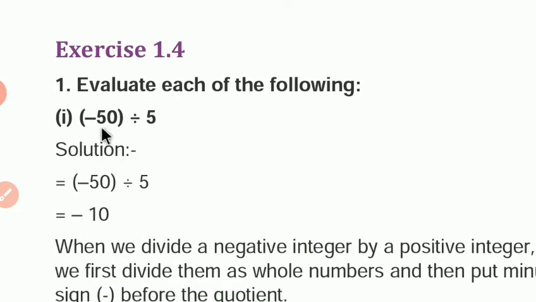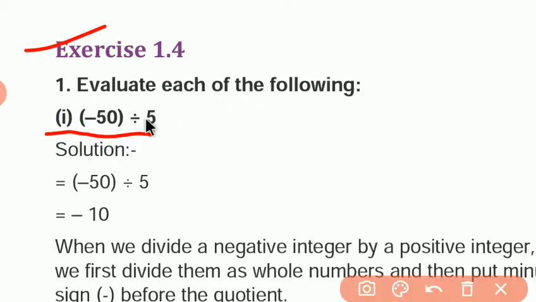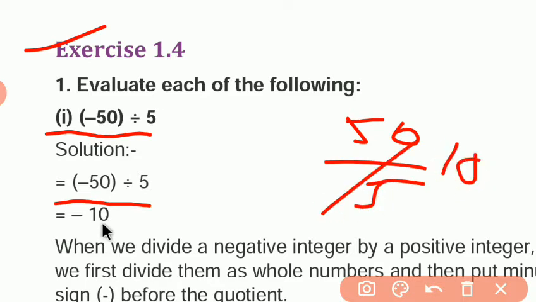First one is given minus 50 divided by 5. Here we have to divide 50 by 5. So minus 50 divided by 5. If we divide, we know that 5 tens are 50. So 10. And one number is given negative, second one is positive. So answer will be in negative.